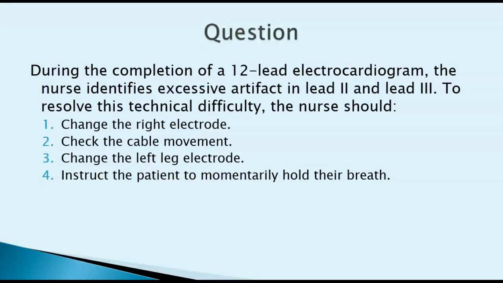During the completion of a 12-lead EKG, the nurse identifies excessive artifact in leads 2 and lead 3. To resolve this technical difficulty, the nurse should what? Number 1, change the right electrode. Number 2, check the cable movement. Number 3, change the left electrode. And number 4, instruct the patient to momentarily hold their breath. We'll come back to this question, but just think about it.